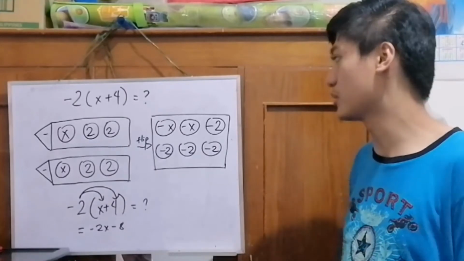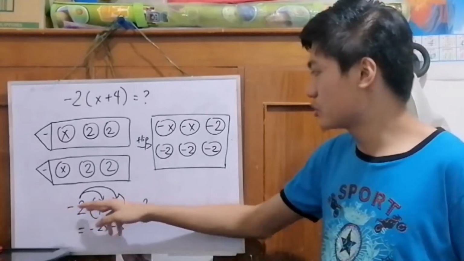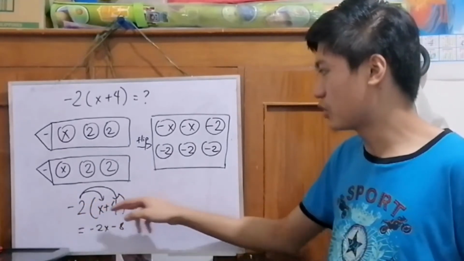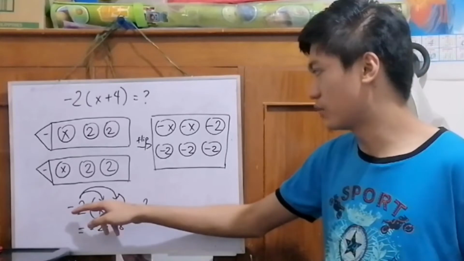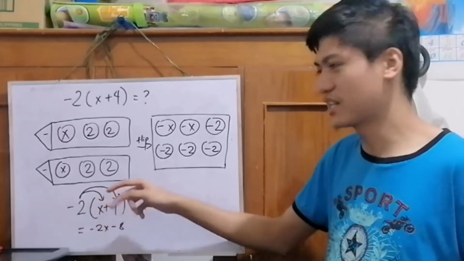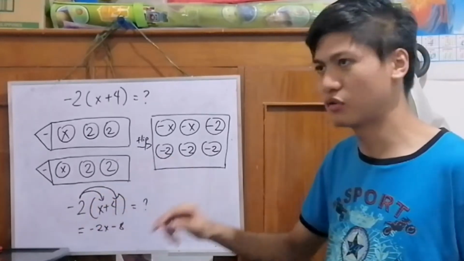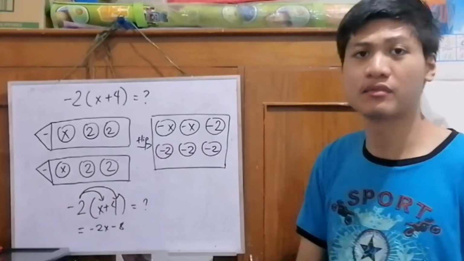Without use of algebra disk, we can also explain it. Negative 2 multiplied by the quantity of x plus 4, all we have to do is just distribute negative 2 to x, or just simply multiply negative 2 times x, and that will give you an answer of negative 2x, and negative 2 multiplied by positive 4, that will give you an answer of negative 8.